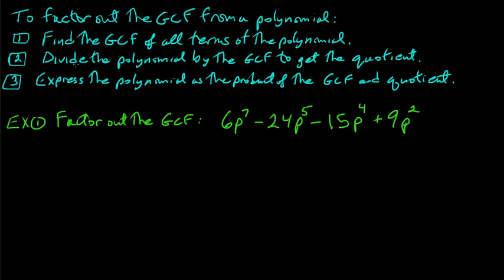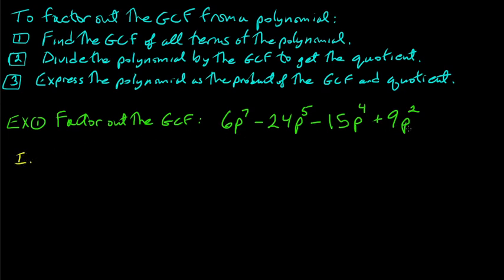So find the GCF and then divide this polynomial by the GCF, right? And the GCF will just be 1 term in this case. So you're dividing by a monomial, so that's going to be the easy division, at least I hope it is. And then you'll express this polynomial as the product of the GCF and the quotient. Okay, so let's see how this works. Let's just do step 1 here.